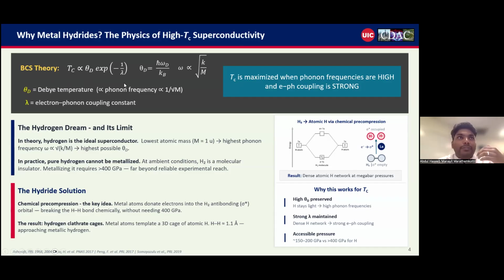The Tc scales with two quantities: the Debye temperature, theta D, which reflects phonon frequencies, and the electron-phonon coupling constant, lambda. And to maximize Tc, you want both as large as possible.